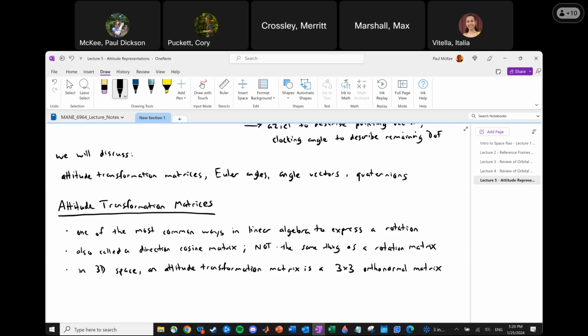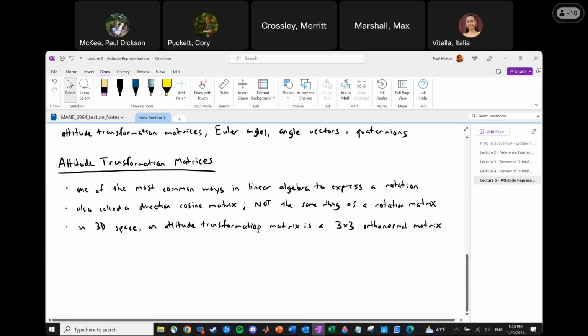And I mean, that's the right-handed rule, right? That's this. So you've got direction, direction, direction, all with a length of 1 and all mutually orthogonal to one another. And that's what an attitude transformation matrix gives us.